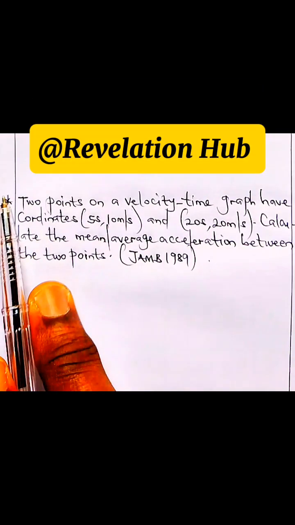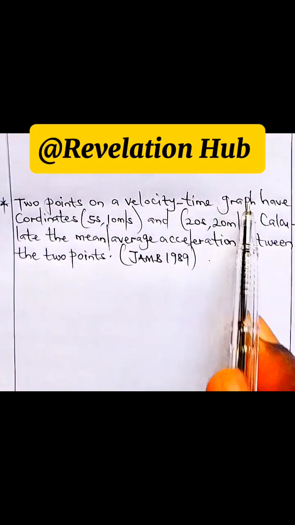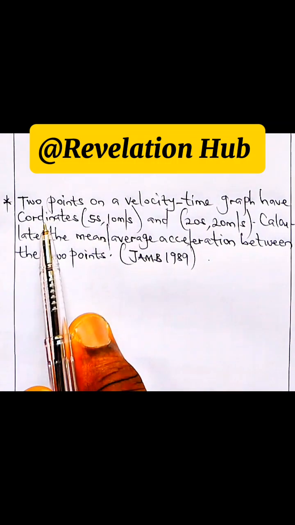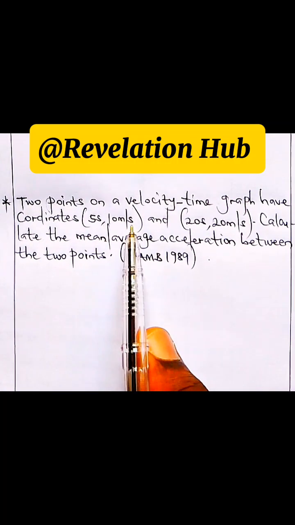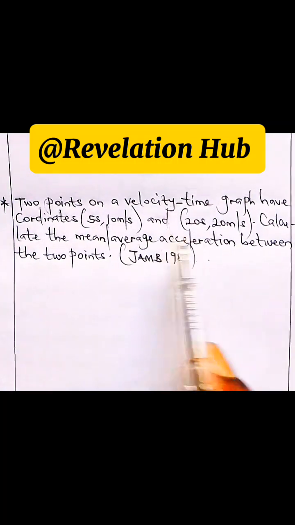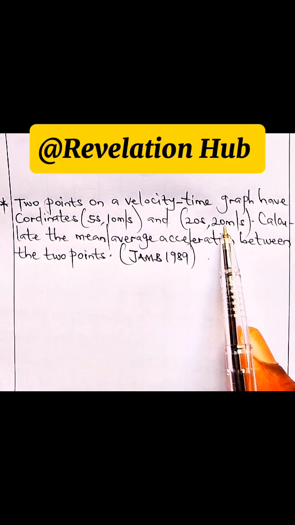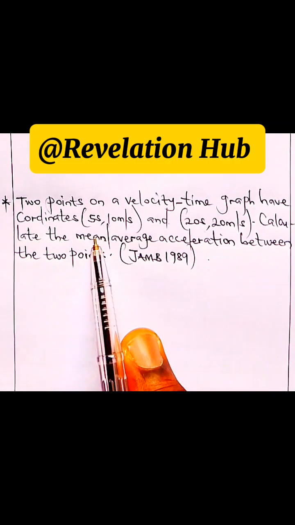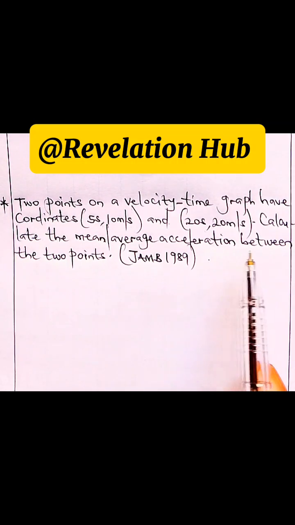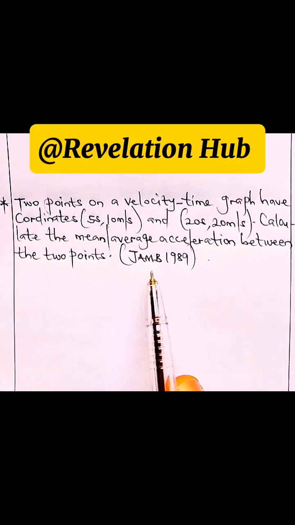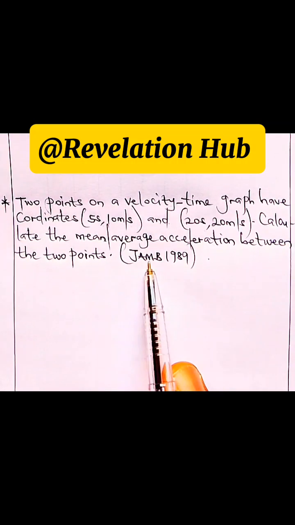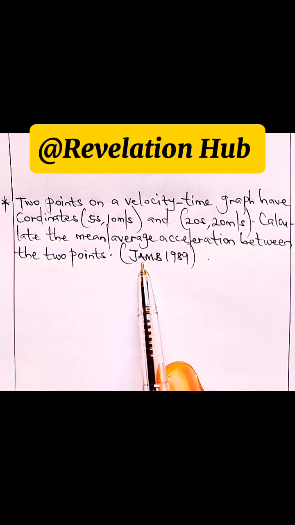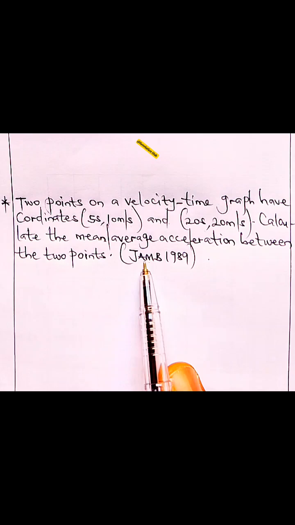So the third example: 2 points on the velocity-time graph have coordinates 5 seconds, 10 meters per second, that's the first point, and 20 seconds, 20 meters per second, that's the second point. Calculate the mean or average acceleration between the 2 points. This question was given in 1989 to some JAM students. Don't forget, JAM is an exam written in Nigeria by students who aspire to go to higher institution.